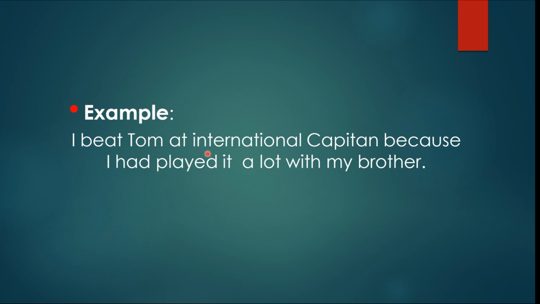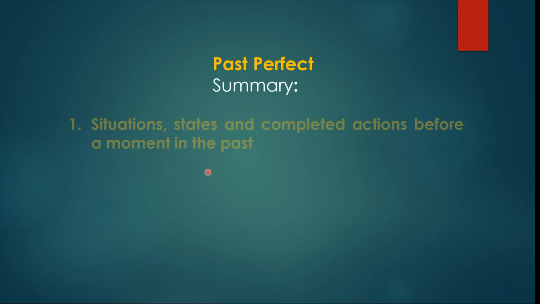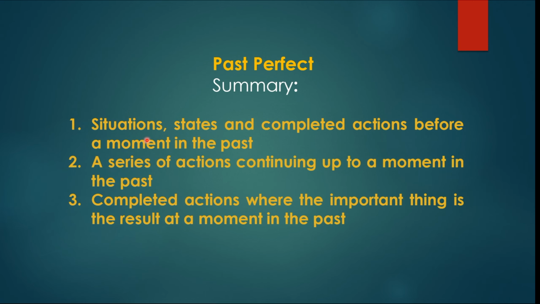Well, as you see, beating in a competition happens in the past, and the reason, the result, is that the person had a lot of practice. Well, the summary of the functions: situations, states, and completed actions before a moment in the past, series of actions up to a moment, and completed actions where the result is important.